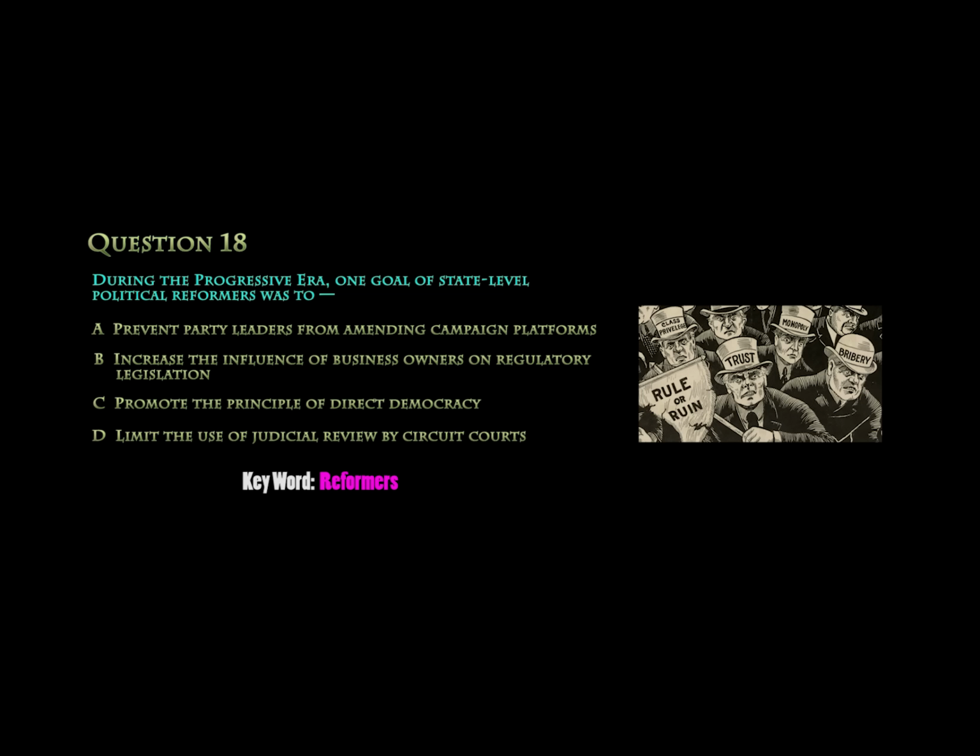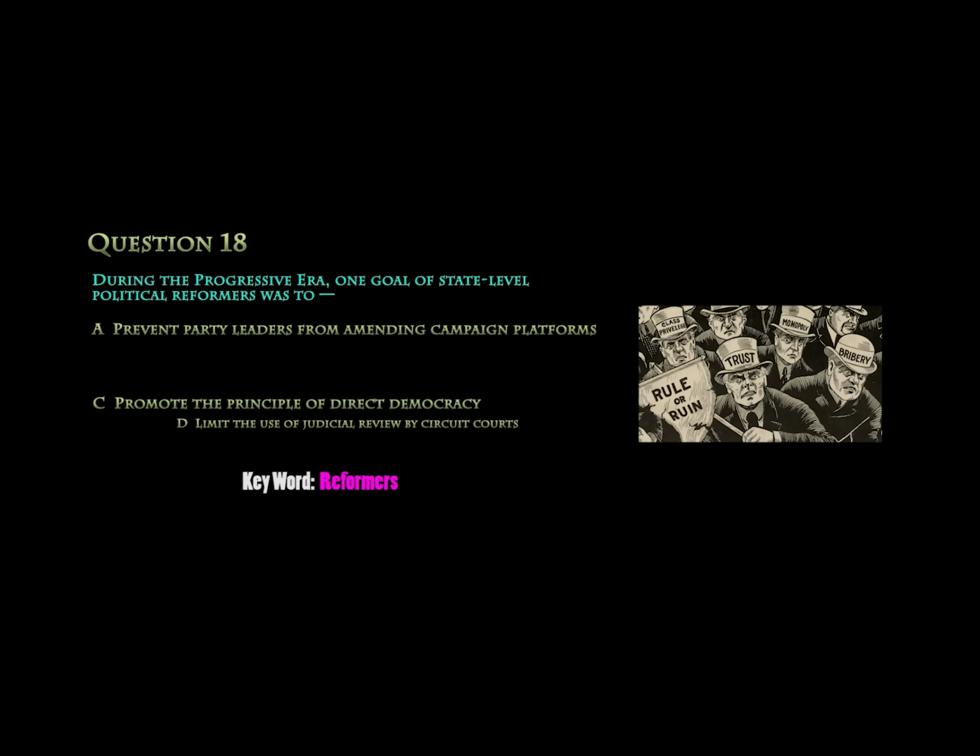B. Would reformers want to increase the influence of businesses on regulations? Probably not. C. Would state reformers want to promote direct democracy? Maybe. Let's hold this one for now too. D. Would political reformers likely want to interfere with the judicial review process? Probably not. This leaves us with answers A and C to choose from if we do not have specific knowledge of progressive era state reformers.